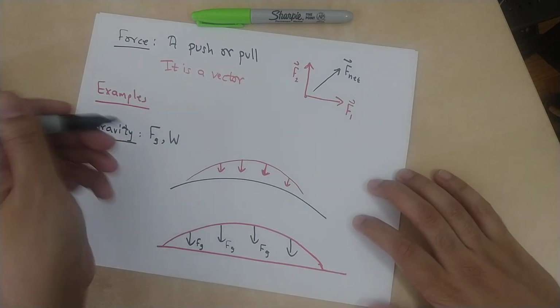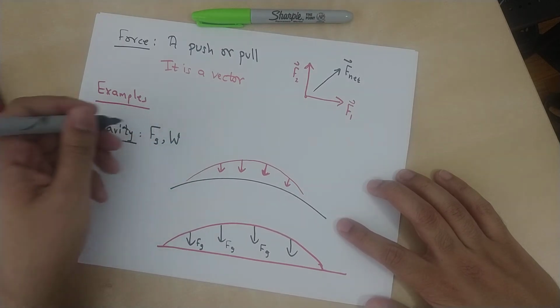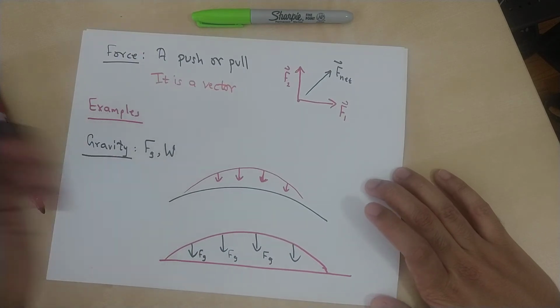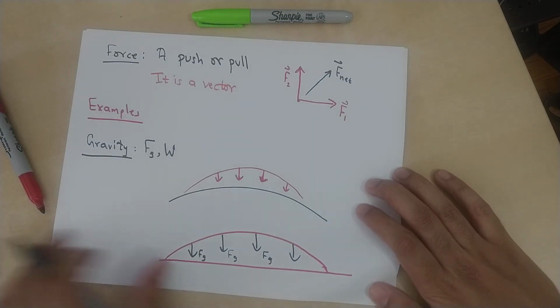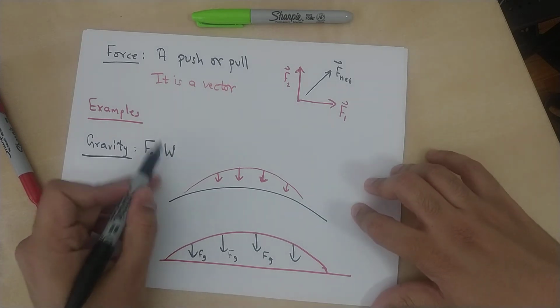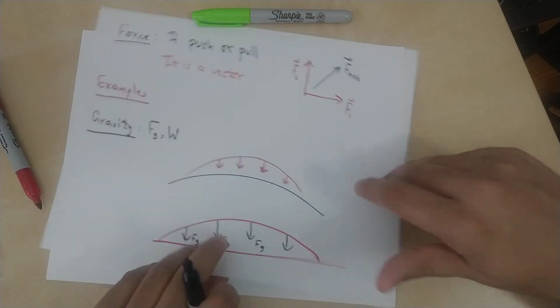I like W because it's more common, but W is also used for work. It's almost impossible to avoid overlap of notation in physics texts. So I'm going to be mostly using W, but if I use F sub G, I'll let you know.